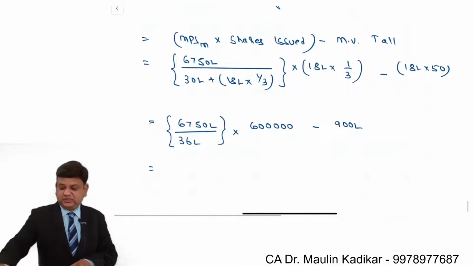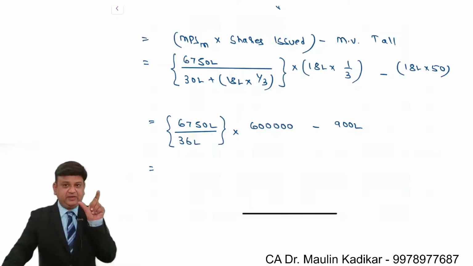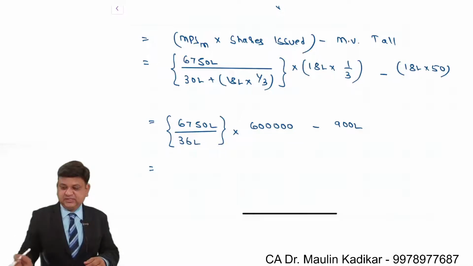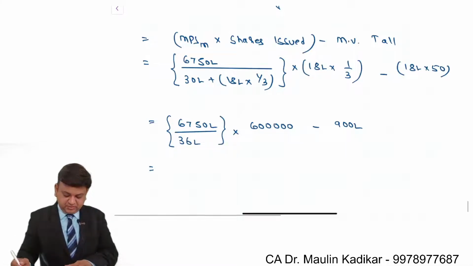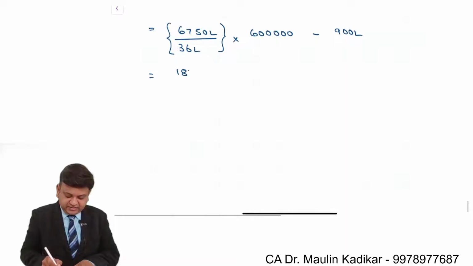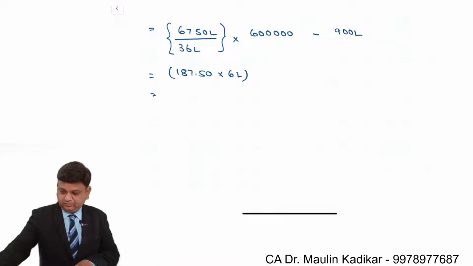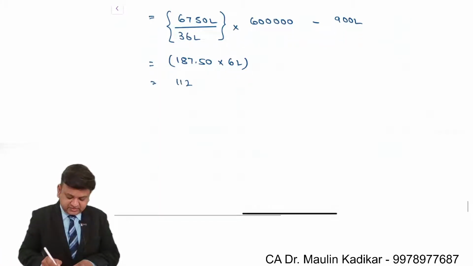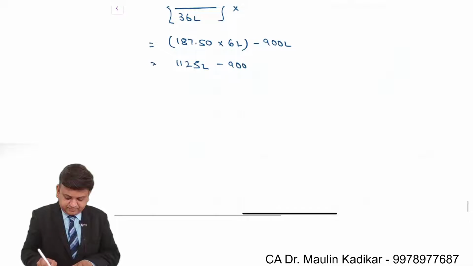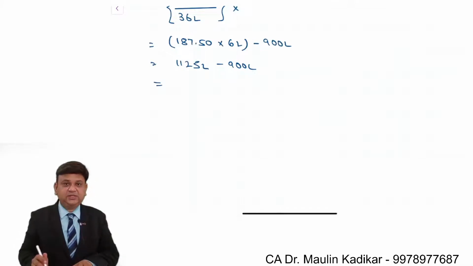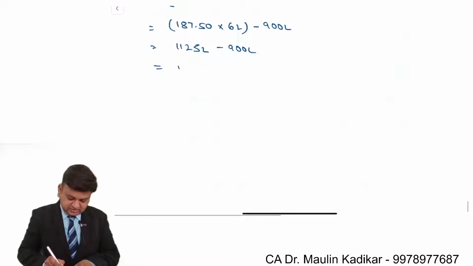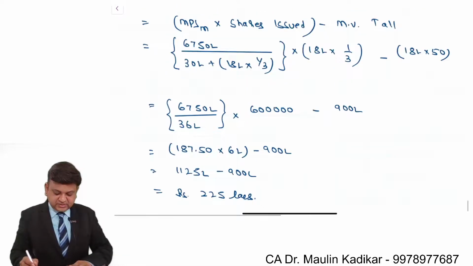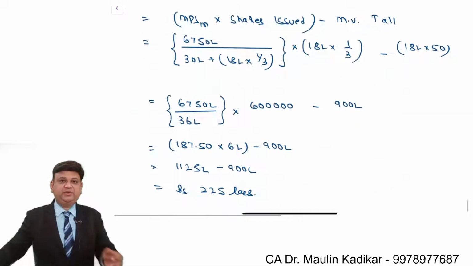So what will happen, dear students? 6750 lakhs is the market value of the merged firm. Divided by 36 lakhs is the number of shares of the merged firm. So one equity share has a value of 187.5 into 6 lakhs. So it is 1125 lakhs minus 900 lakhs. So what is the excess consideration which is paid? 225 lakhs. This is the way we make the computation of the cost of the merger.